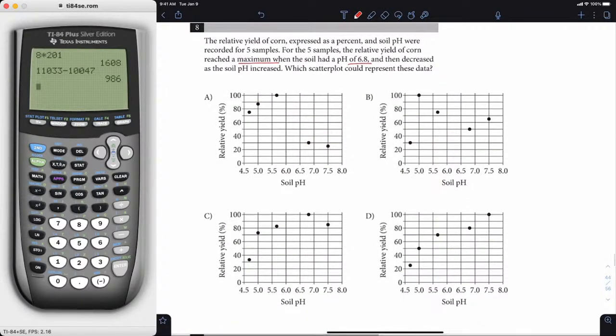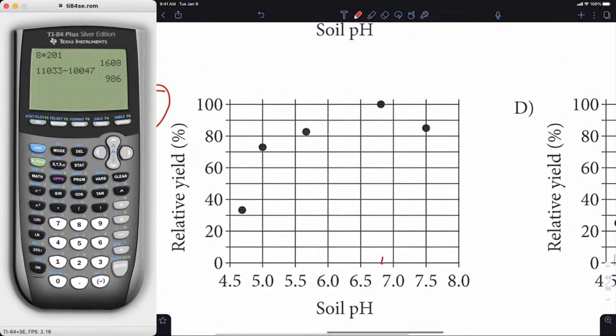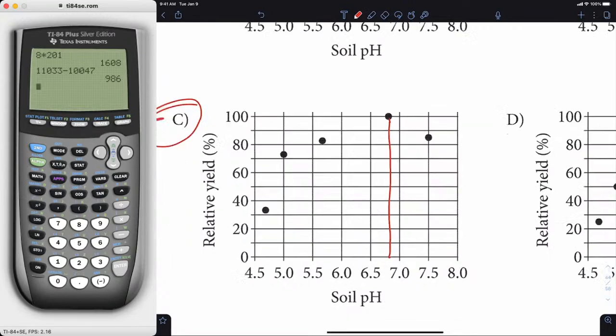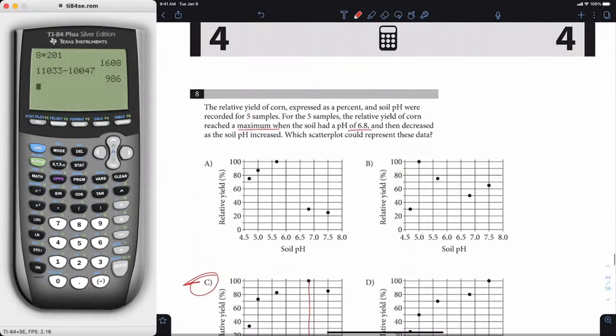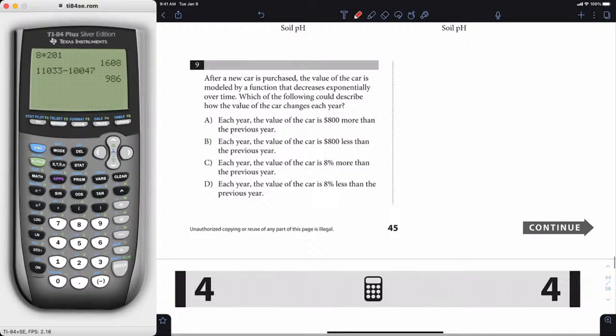I like that. I like C for that reason. So it's going to be C. Right, because at a pH of 6.8, which is about here, we reach a maximum relative yield percentage, which is what was described in the problem.